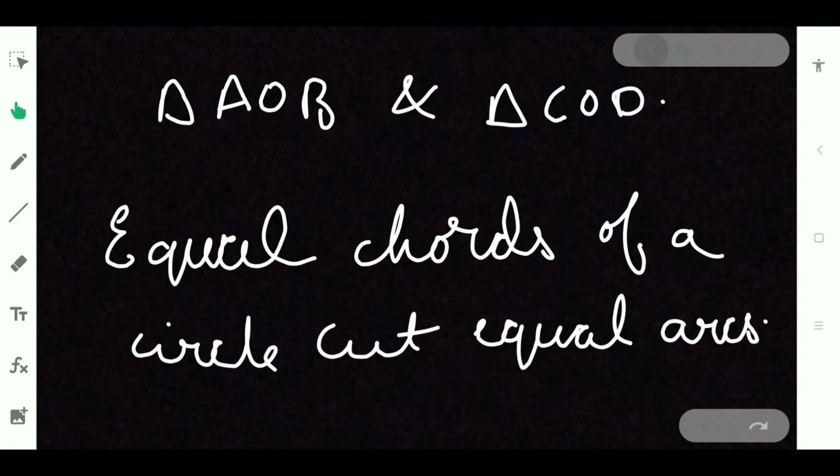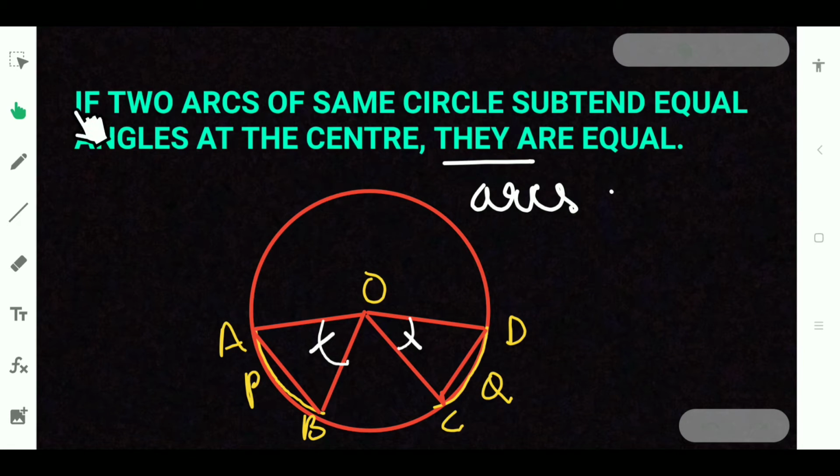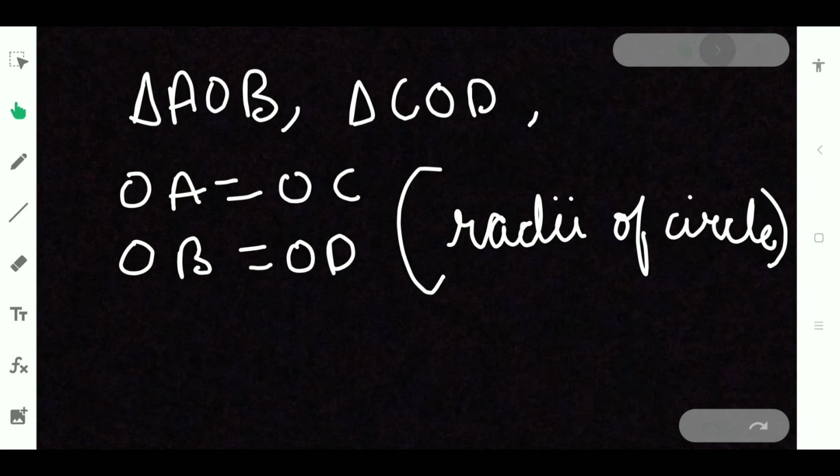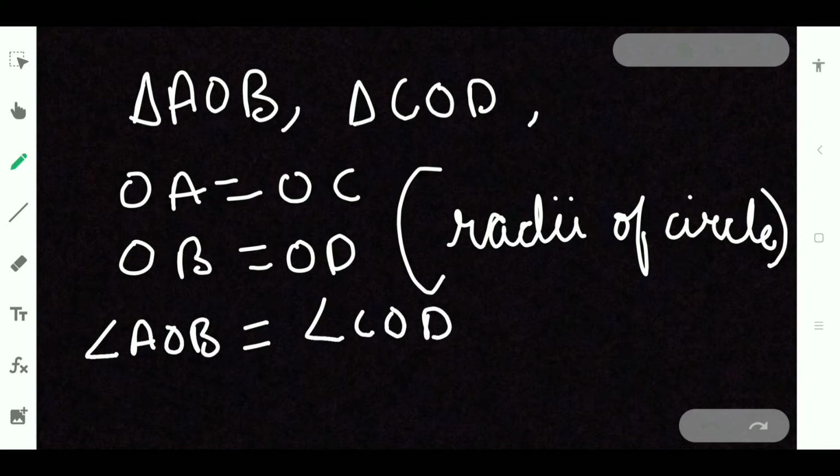Now here in the theorem it is given that two arcs of the same circle subtend equal angles, which means it is already given that these two angles are equal. So this will be the third part. As it is already given in the question, we can take that these two angles are also equal. Angle AOB is equal to angle COD, as it is given in the question.